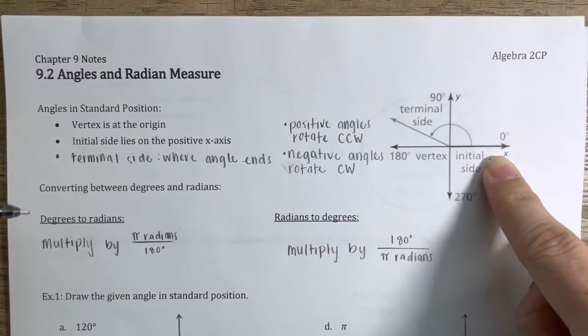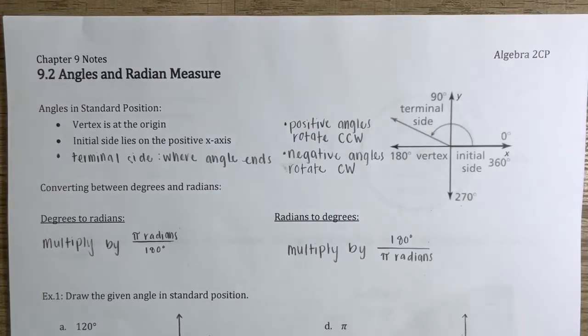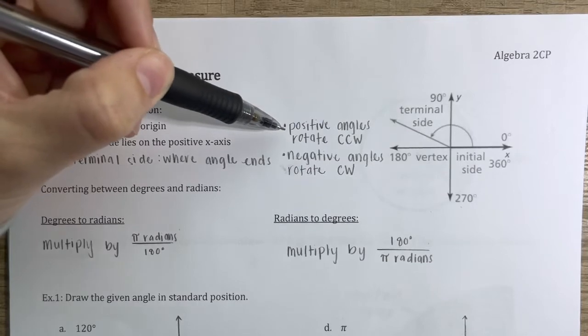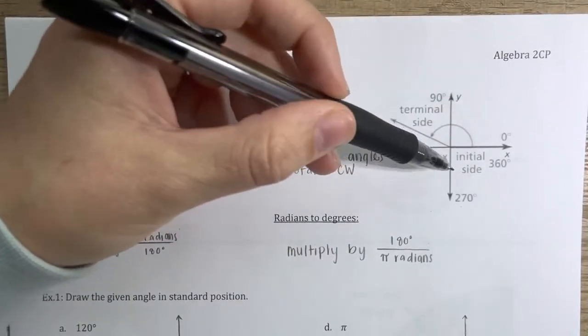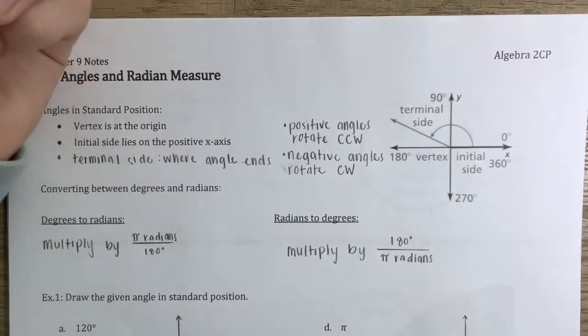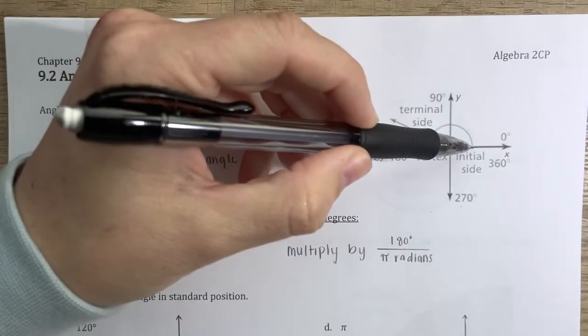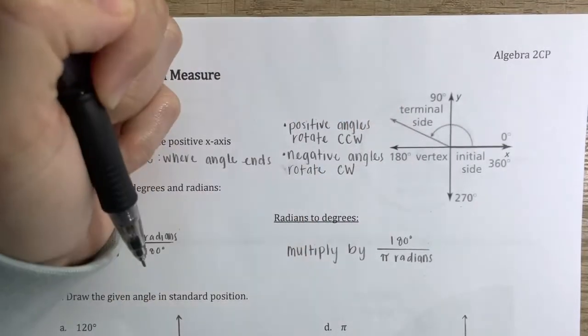And then the terminal side, that's where the angle ends. So depending on what the degree measure is, the angle will end in different spots, but the side where it ends is called the terminal side. And then positive angles rotate counterclockwise. So if we're drawing a positive angle, we'll start on the initial side and go counterclockwise to get to that degree or radian. And then negative angles rotate clockwise. So we'll still start at that same positive x-axis initial side, but we'll go clockwise instead.